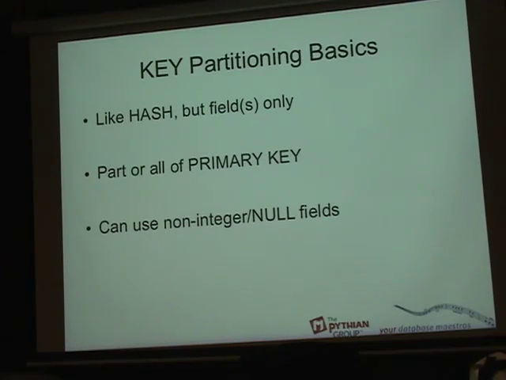Now let's talk about key partitioning. Key partitioning is very much like hash, except you can only put a field or fields in there. You can actually use non-integer or non-null fields, so you can use it on a char field if you want. And you have to use part or all of the primary key. Again, I'm not quite sure why the manual said this when it has to be in the primary key anyway. Maybe they meant order or something. They didn't specifically say order. They did specifically say it has to be part or all of the primary key, but so does the regular one.